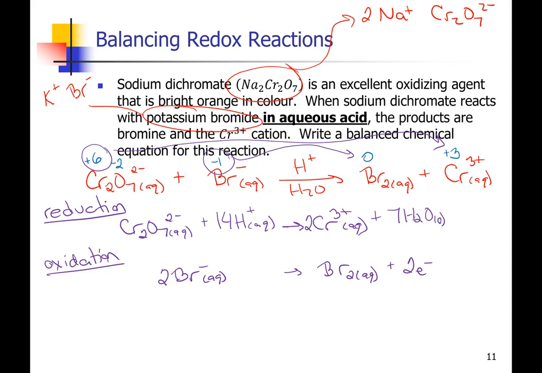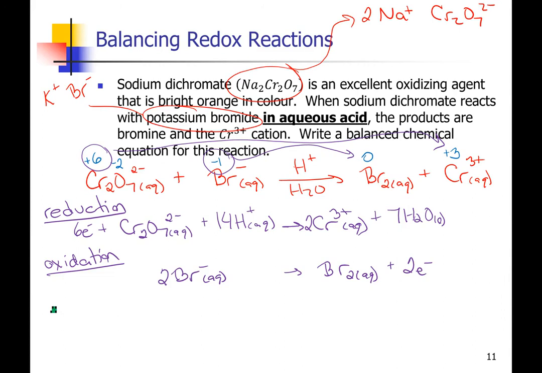So right now, the total charge on the reactant side is +12. 14 plus 1s plus a -2 is +12. The total charge on the product side is +6 because I have 2 +3s, and that's +6. So to get from +12 to +6, I need to add 6 electrons to the reactant side of this reduction half reaction. And again, since reduction is a gain of electrons, I'm happy to see that the electrons went on the reactant side.